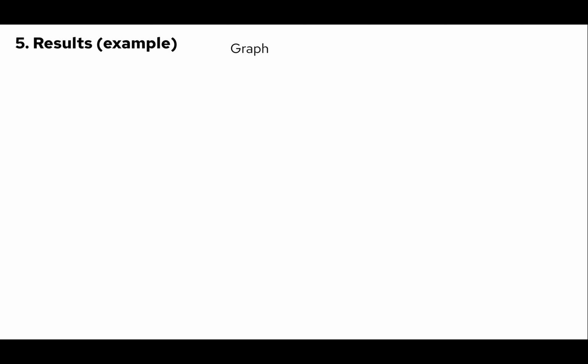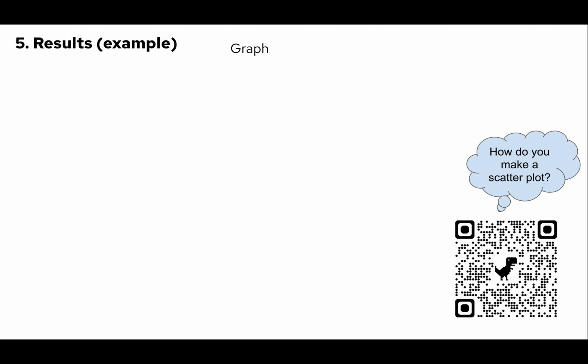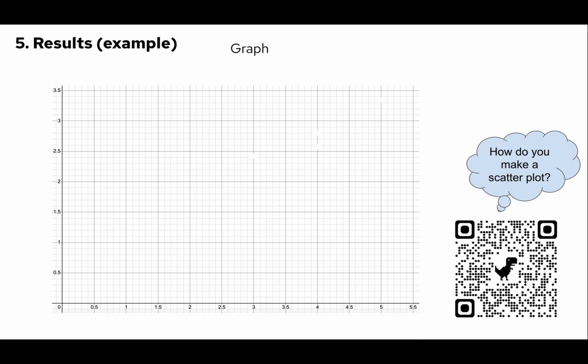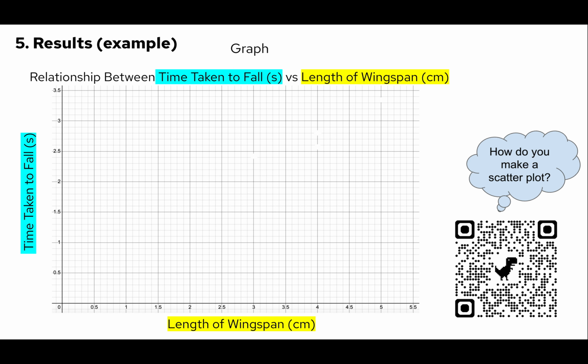Now we're going to graph our results. If you need to learn how to make a scatter plot, if you don't already know that, you can again check out this video that I did and it explains it for you. So here is my graph. Just a reminder that your independent variable always goes on your x-axis, which is your horizontal line. Your dependent variable always goes on the y-axis or the vertical.